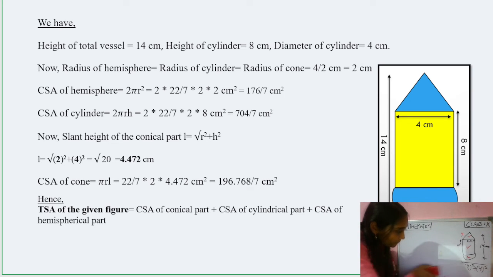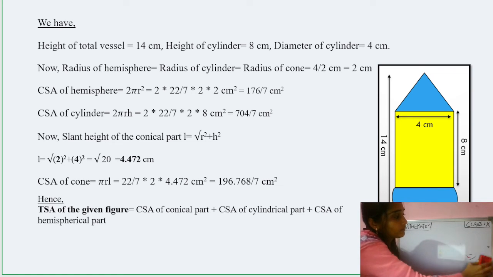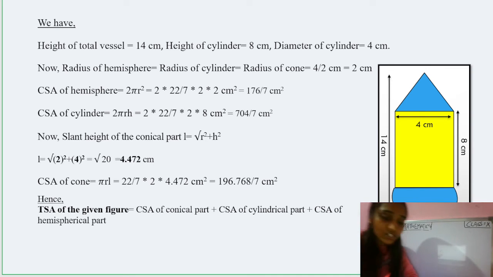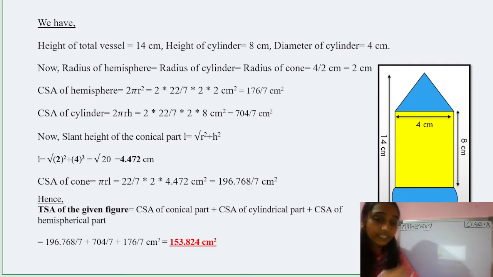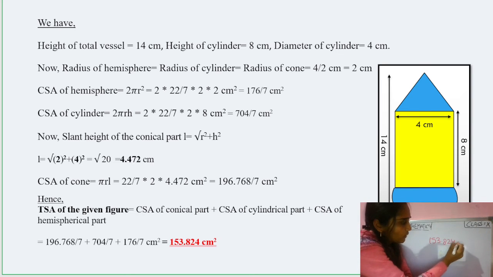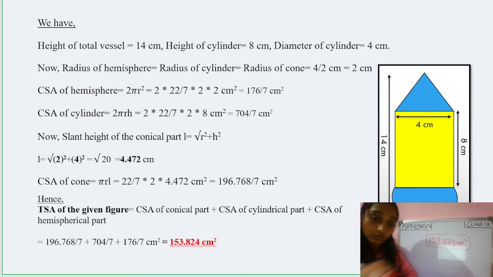Okay. Take your time. Just pause the video and do let me know. You do your calculations and I will tell the answer now. Yes, it is coming out to be 153.824. So if you are getting this answer, you are absolutely correct, students. So you have understood the topic, that how we need to find out the total surface area of combination of solids, isn't it? Yes.